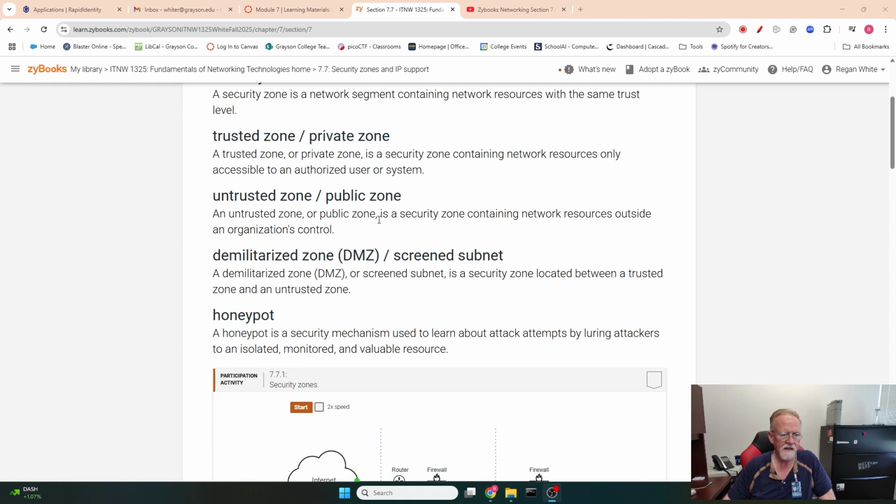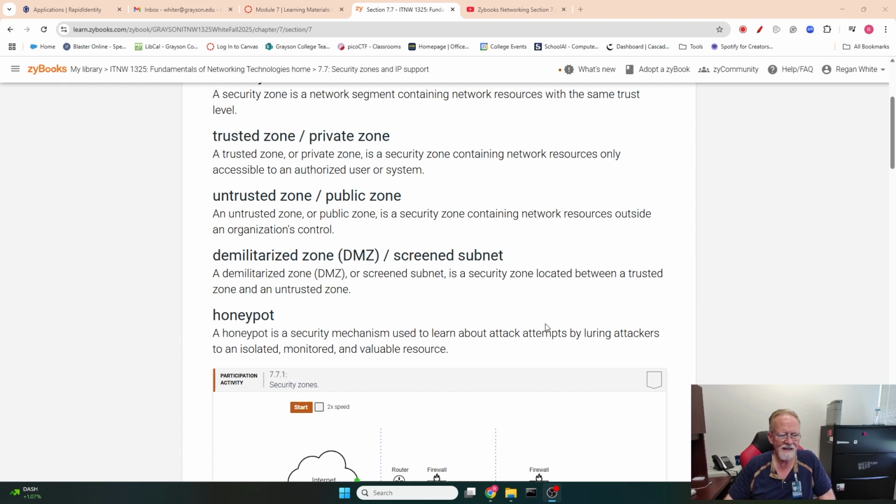Untrusted, on the other hand, a public zone contains network resources outside the organization's control, the internet, that sort of thing. And then a demilitarized zone, that is the zone between the trusted and the untrusted zone. Basically, that is an area of security that is screened and usually firewalled and protected, but it's kind of a buffer zone. It's possible to break in, but then you have to break in further to get into the trusted zone. So it's kind of a buffer zone between the internet outside and the protected internal network.